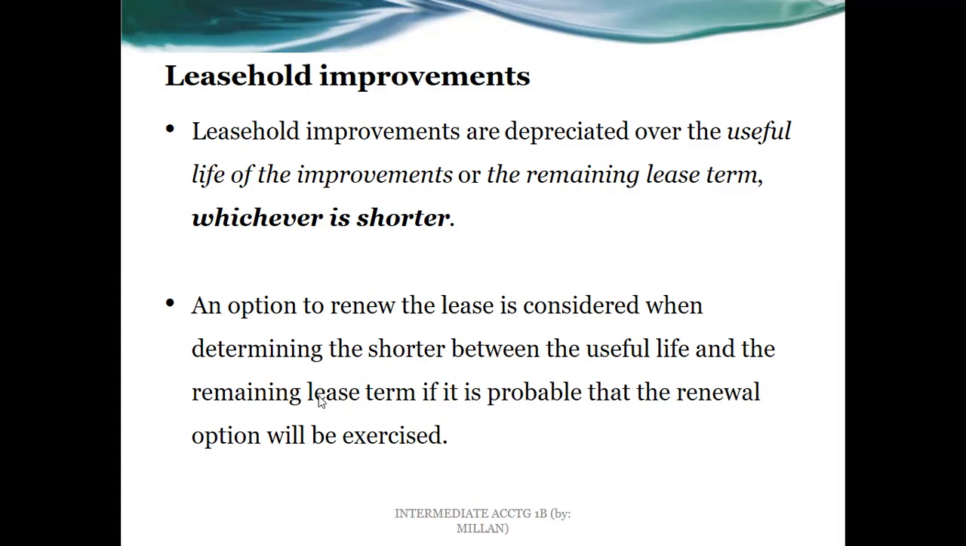Second point is an option to renew the lease is considered when determining the shorter between the useful life and the remaining lease term, if it is probable that the renewal option will be exercised. Let's say our original contract is good again for example 20 years, but we are given the option to renew for let's say 10 years, and then it is probable, meaning to say the chance that we will renew is greater than that it will not. So that's what we are going to do by then.